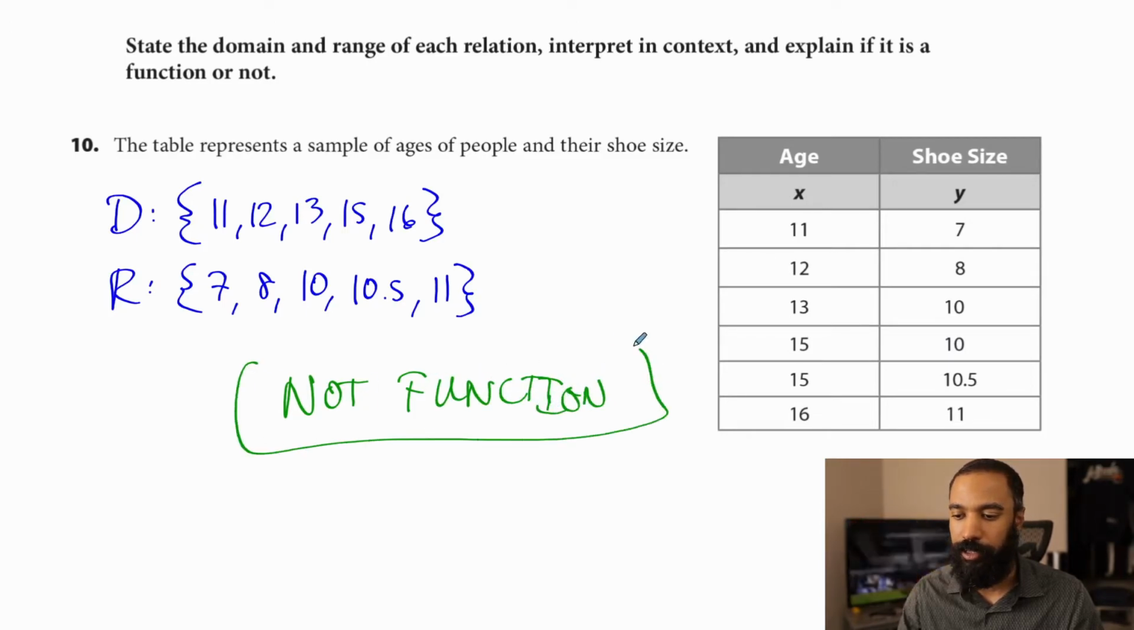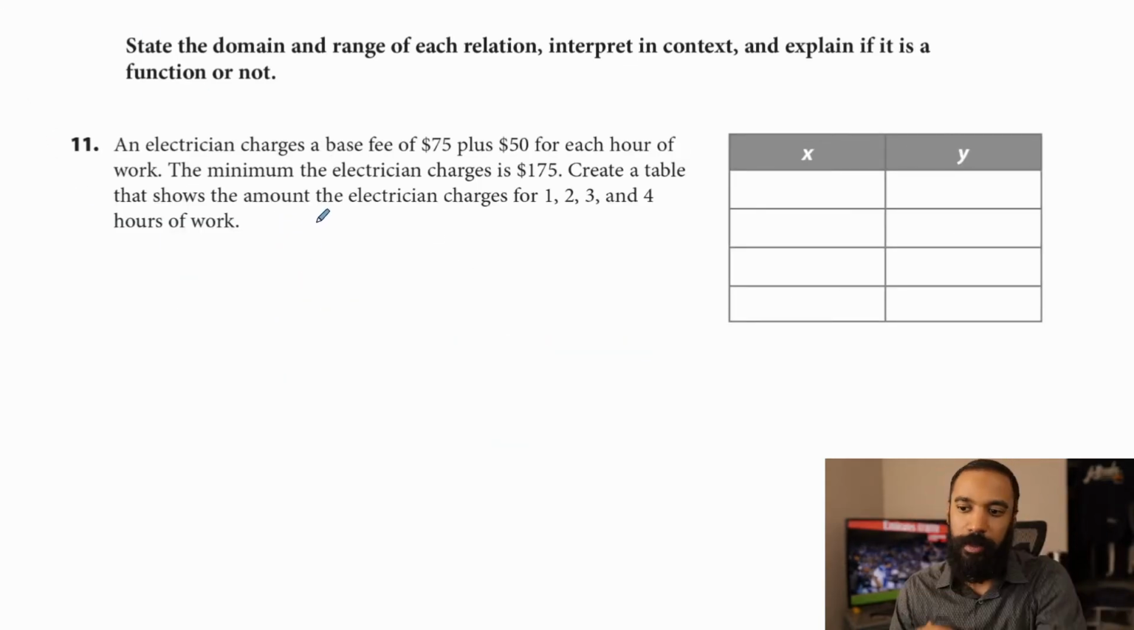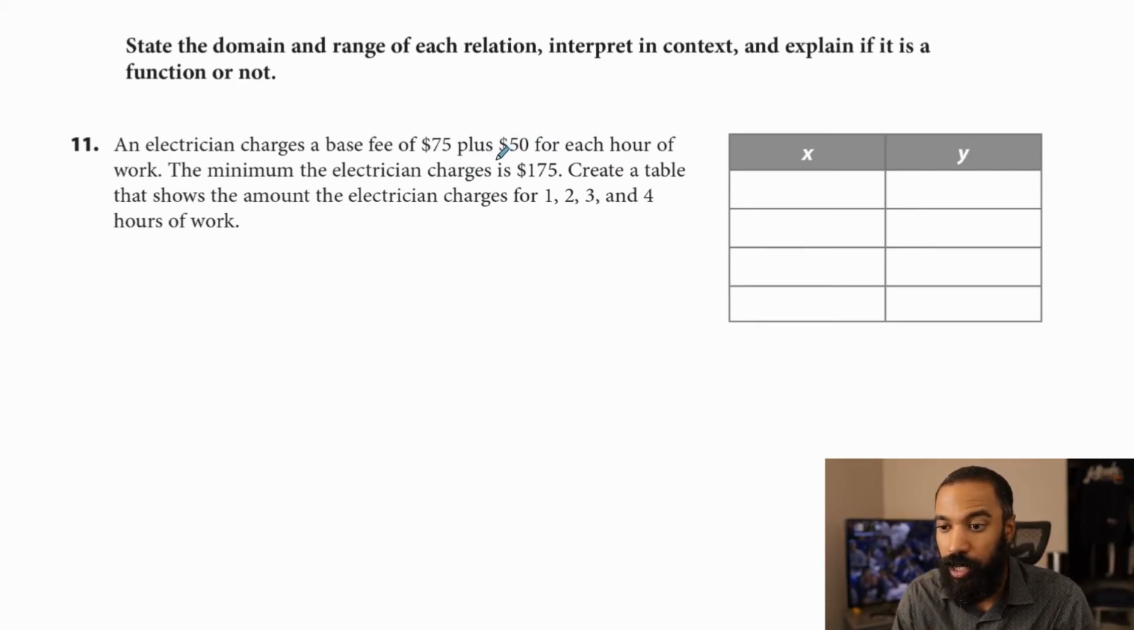And there you have it, not a function. Okay, here we go. Number 11, an electrician charges a base fee of $75 plus $50 for each hour of work. The minimum the electrician charges is $175. Create a table that shows the amount the electrician charges for 1, 2, 3, and 4 hours of work.